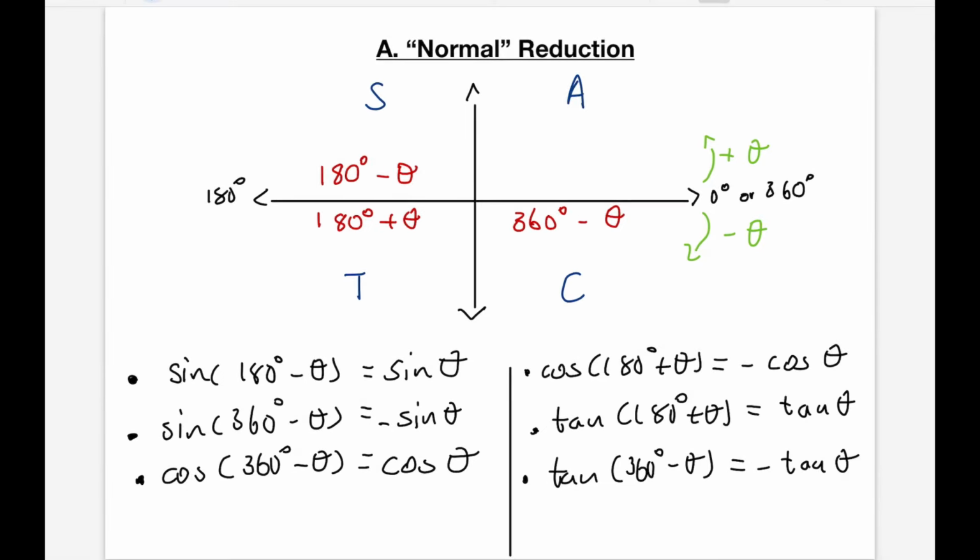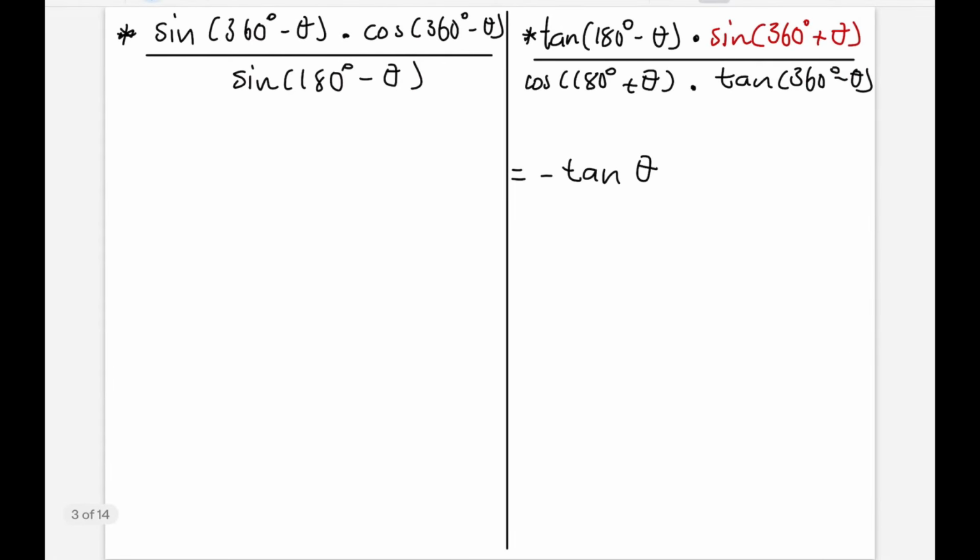So here you're given sine of 360 minus theta multiplied by cos of 360 minus theta, all divided by the sine of 180 minus theta. All we'll do is we'll reduce each of these. Okay, so we know that the sine of 360 minus theta should be negative sine theta because 360 minus theta is where cos is positive. We know that the cos of 360 minus theta will be positive cos theta, and that the sine of 180 minus theta will be positive sine theta.